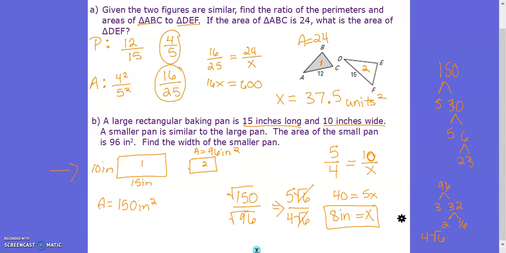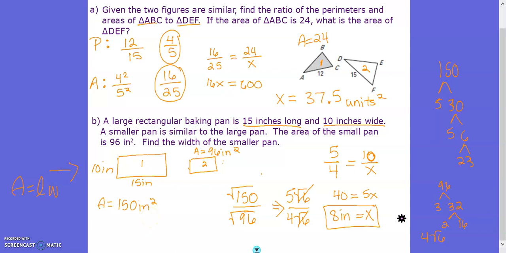I got stuck to begin with because it's asking me to find the width of the smaller pan, but I don't have any of the dimensions of the smaller pan. What I can start off with is the area that they gave me of the small pan, and I can create that ratio to the area of the large pan. So I'm going to find the area of my rectangle. Remember, area of a rectangle is length times width. So 10 times 15 gives me my area of 150 inches squared.